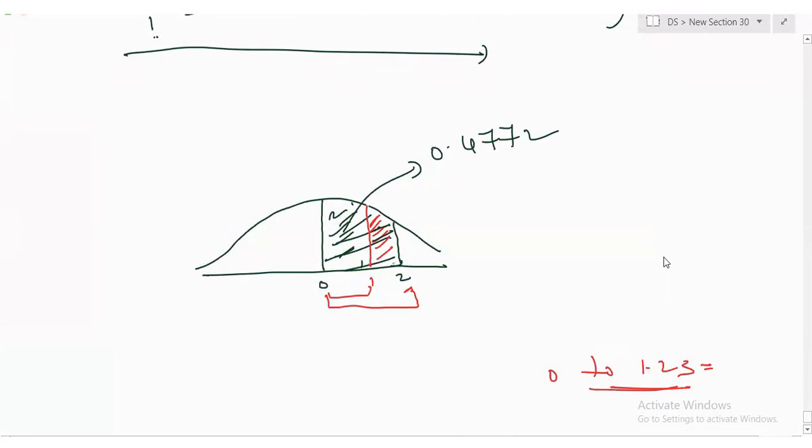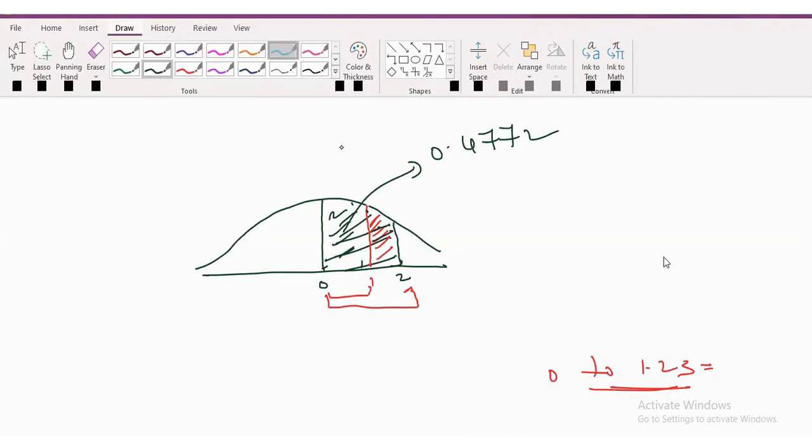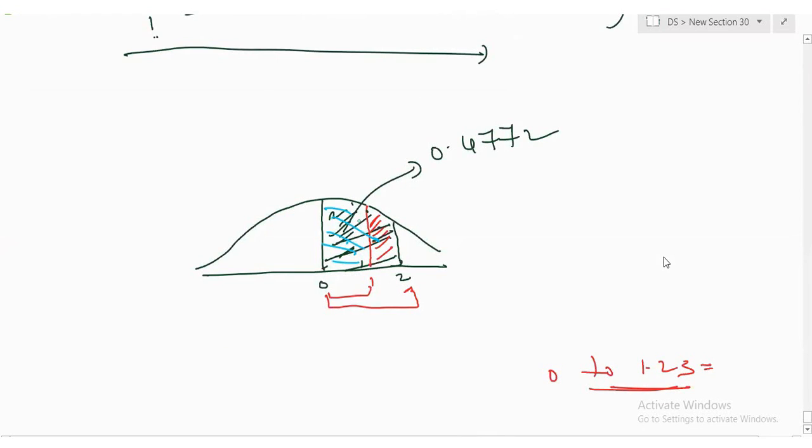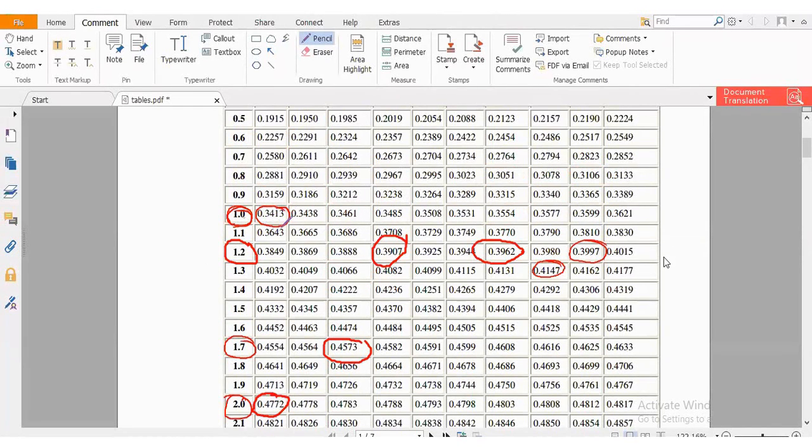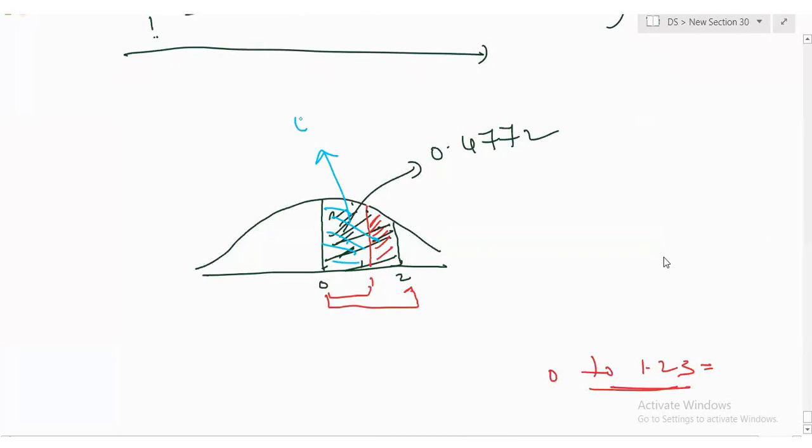And what about this piece I want? 0 to 1. How much is the 0 to 1? I'll go and look at where my 0 to 1 is. 0.3413. All are with me. But what is the area I want? I want the area between 1 to 2. So I subtract this area from this area. Whatever I get will become the area between 1 to 2.